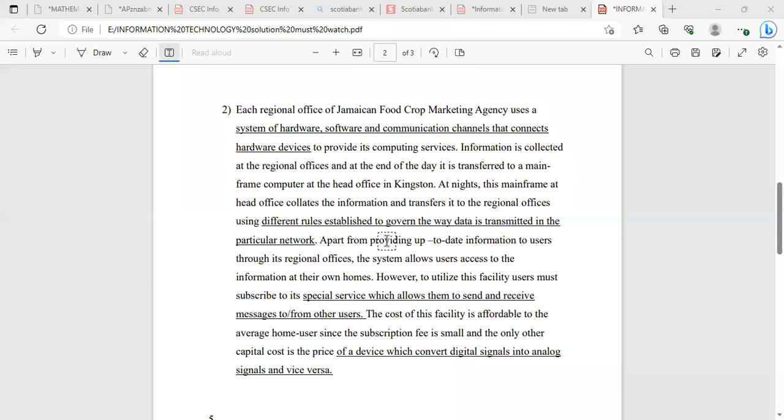All right, apart from providing up-to-date information to the users to the regional office, the system allows users to access information at their own homes. However, to utilize these facilities, users must subscribe to its special service, which allows them to send and receive messages to and from the user. The cost of this facility is affordable to the average home users since the subscription fee is small and the only other capital is the price of the device which converts digital signal into analog and vice versa.